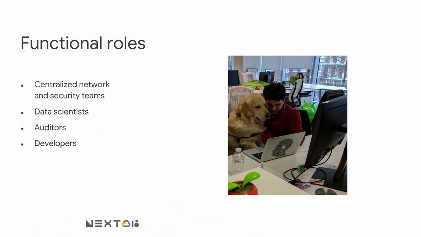What you need to do is think about what roles your users actually have, i.e., are they central network and security teams? What permissions do they need? Your data scientists don't have the same permissions as your central network and security teams. So you need to think that through.